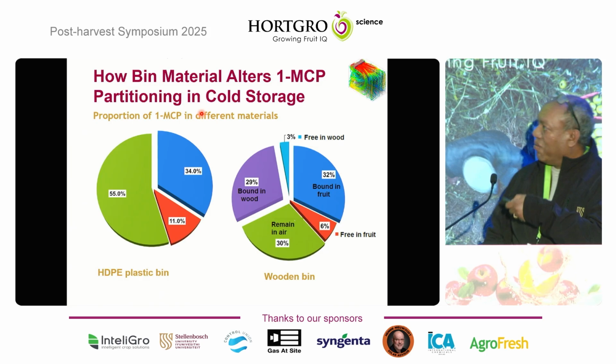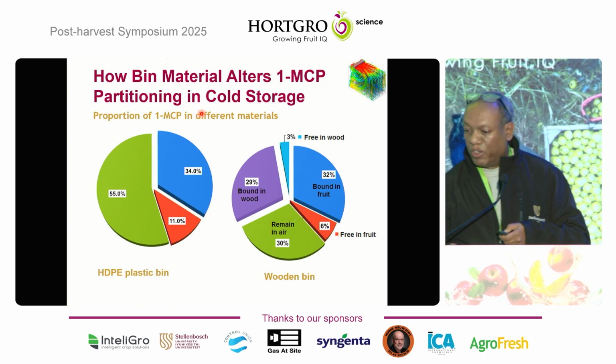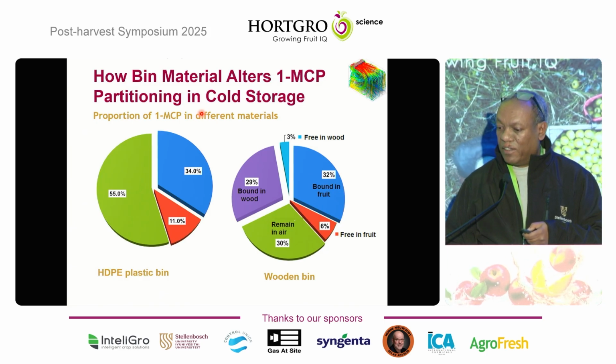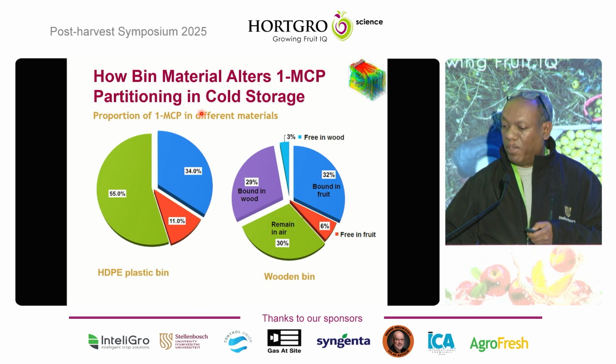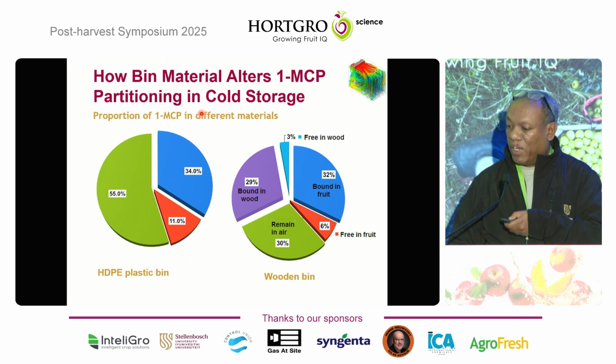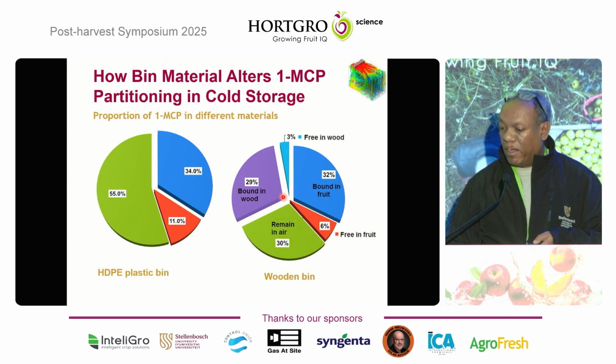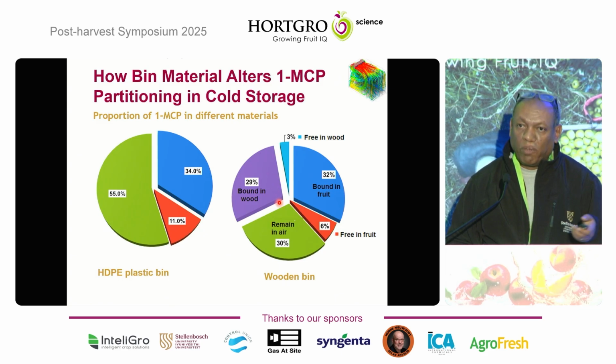So here we have a summary of a distribution of the gas for a plastic bin and a wooden bin. As you can see here, a wooden bin takes something like 31% of the active ingredient from a treatment. So the fruit got the required amount, but we lost a lot of 1-MCP to the wooden bin.